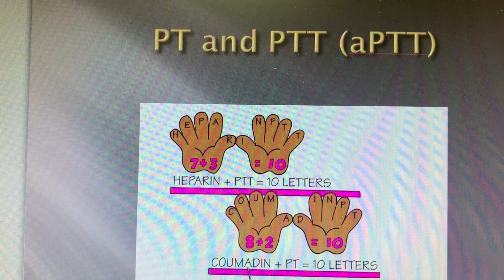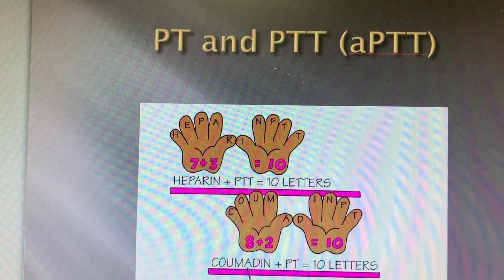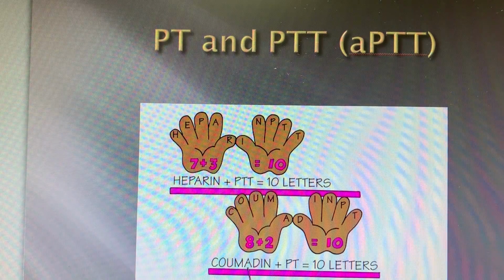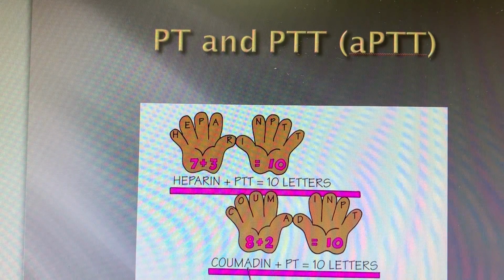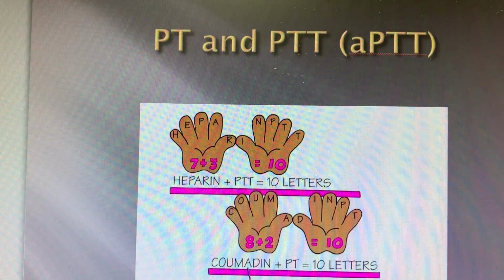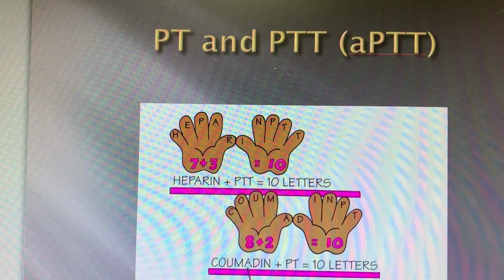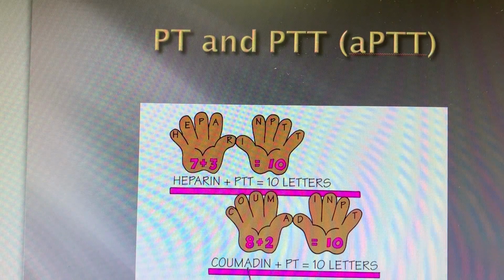They recommend that you hold up your 2 hands and your 10 fingers, and remember that heparin has 7 letters. So to use up the remaining 3 fingers, you can use the test PTT, partial thromboplastin time. That is the test that you're going to use for heparin, your heparin levels.